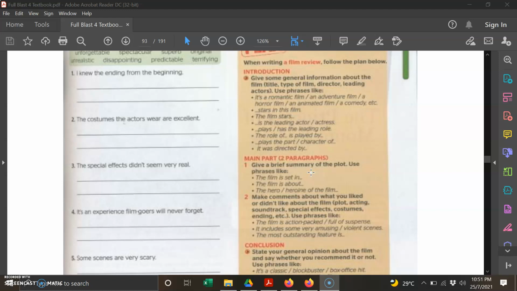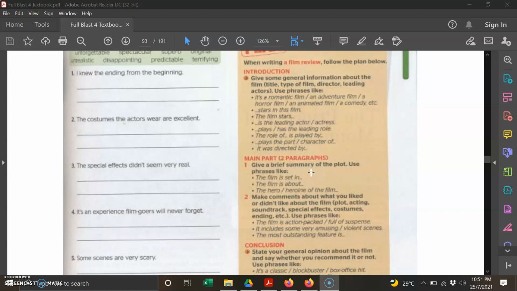Okay, next one, costume, pakaian. And lastly, ending, etc. You may use phrases like, the film is action-packed. Filem itu penuh dengan aksi, or the film is full of suspense. Filem itu penuh dengan suspense.